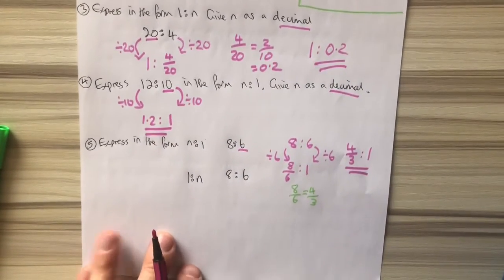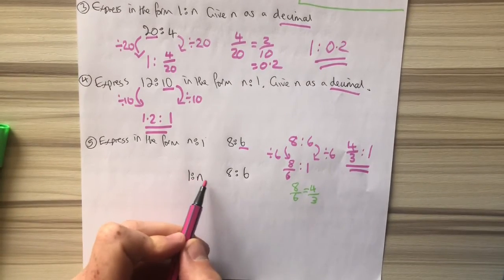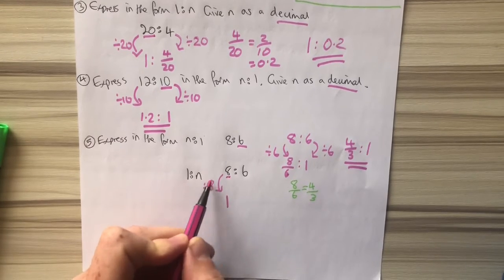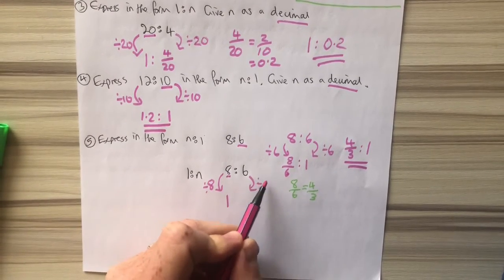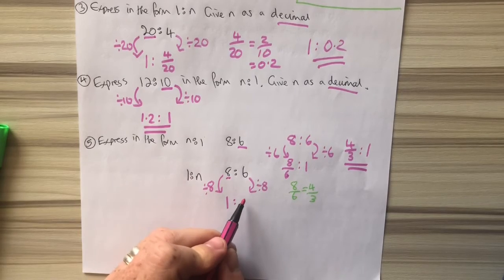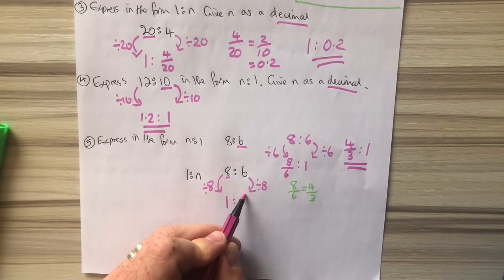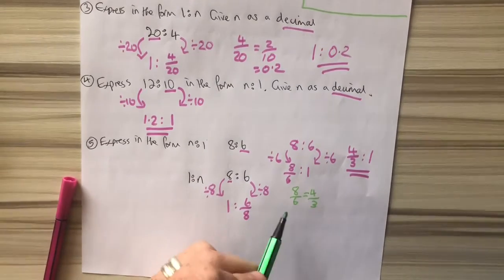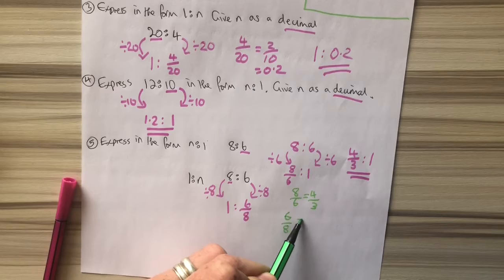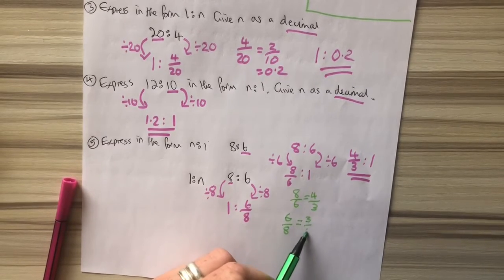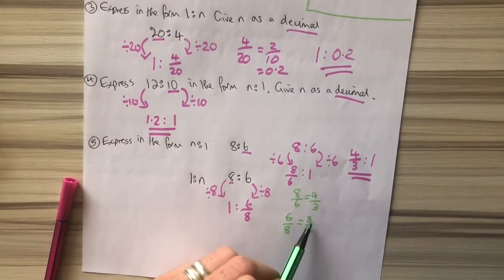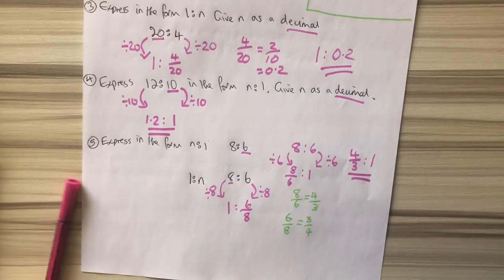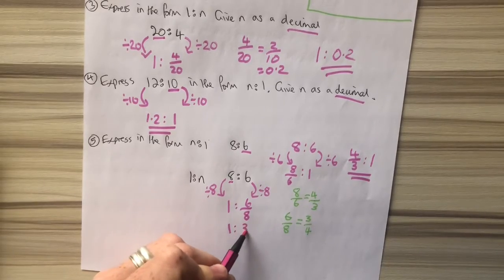Next one. This time 1 to n. So this one's got to be 1. So what do I do? Divide by 8. Divide this one by 8. And I get 6 over 8. And once again, what can I cancel 6 over 8 to? 3 over 4. You notice it's the reciprocal of this one. In other words, it's been flipped over. That's because I've divided by the other number. So the answer will be 1 to 3/4.